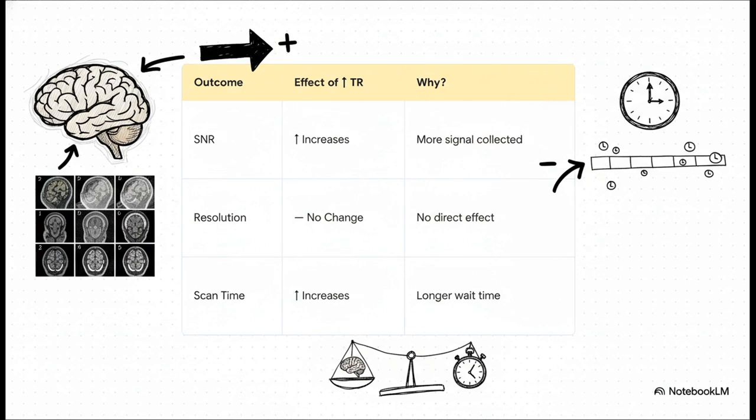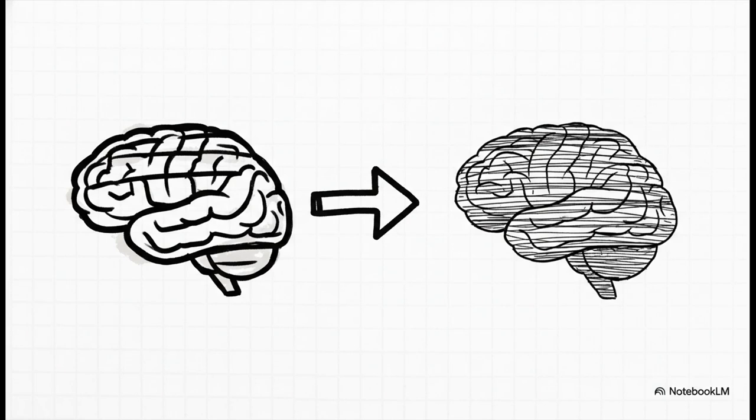And what does that do? It gives you a much cleaner, higher SNR image. But there's always a but, right? The price you pay is pretty obvious. A longer wait between pulses means a longer total scan time. Simple as that. All right, next up, phase steps.